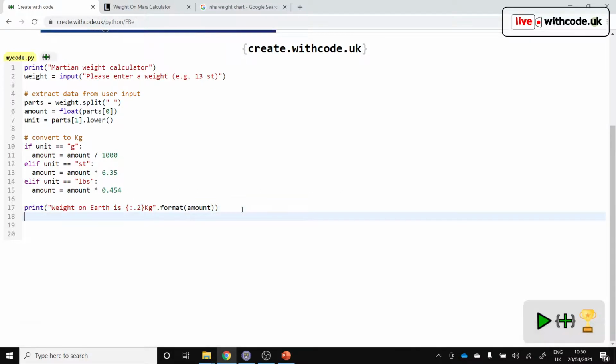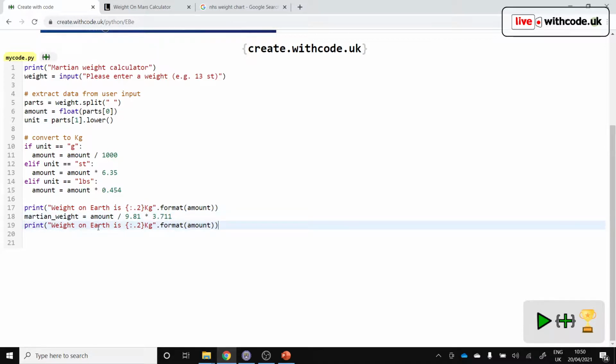Then we need to work out the weight on Mars. So Martian weight is equal to the amount on Earth divided by the amount of gravity that we have on Earth, 9.81, multiplied by the amount of gravity that you have on the surface of Mars, which is 3.711. So it's about 1/3 of the gravity on the surface of Mars, because it's a smaller planet. And then we can just display that value in here.